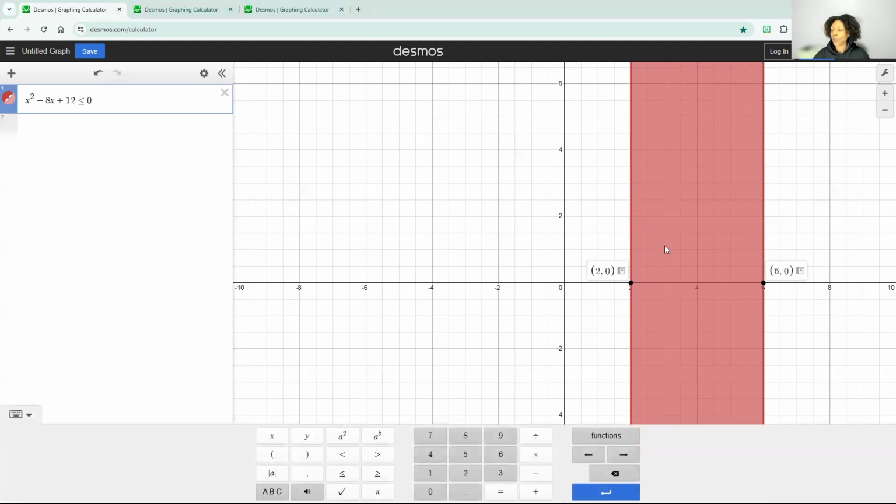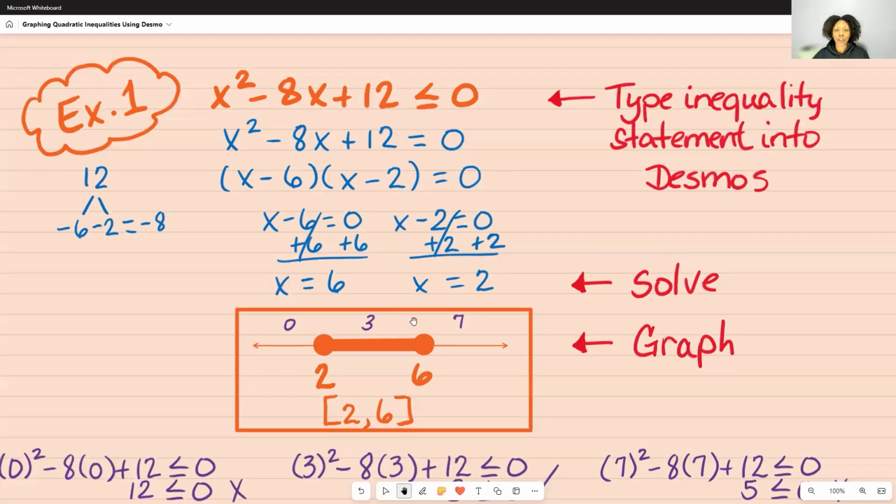If you go back to the portion where I manually showed it to you, this is what it would look like. In my class, I want you to use interval notation, so between 2 and 6 in brackets, this is what it would look like. If you were using inequality notation, you would write 2 is less than or equal to x, which is also less than or equal to 6. That tells you that x can be any number that falls between 2 and 6.